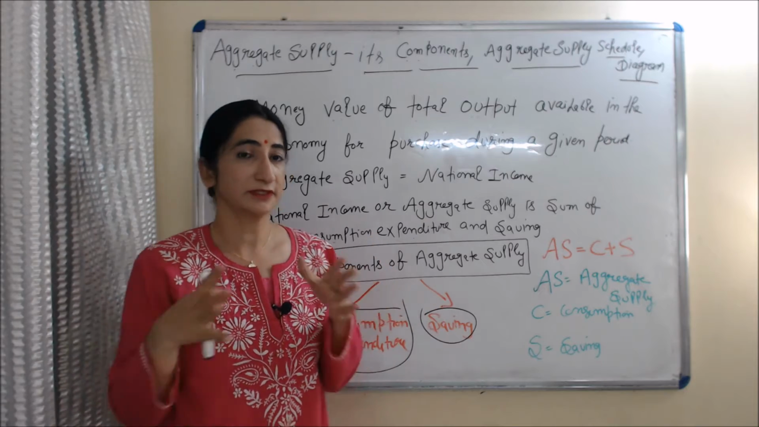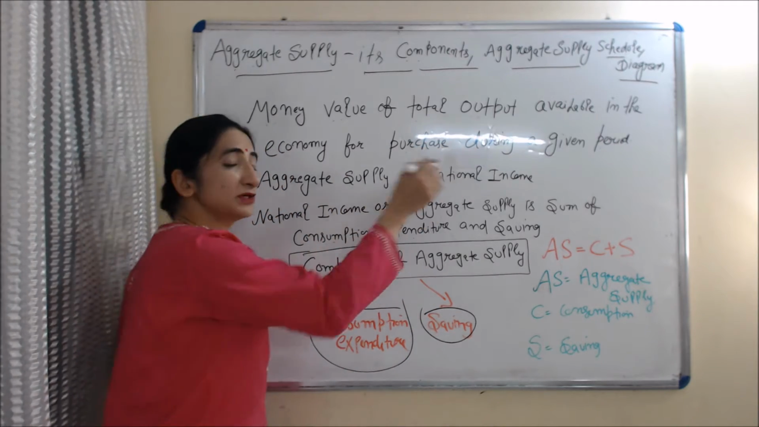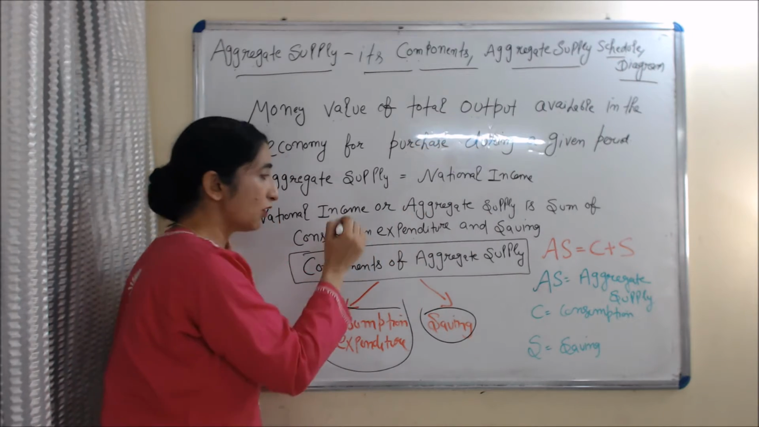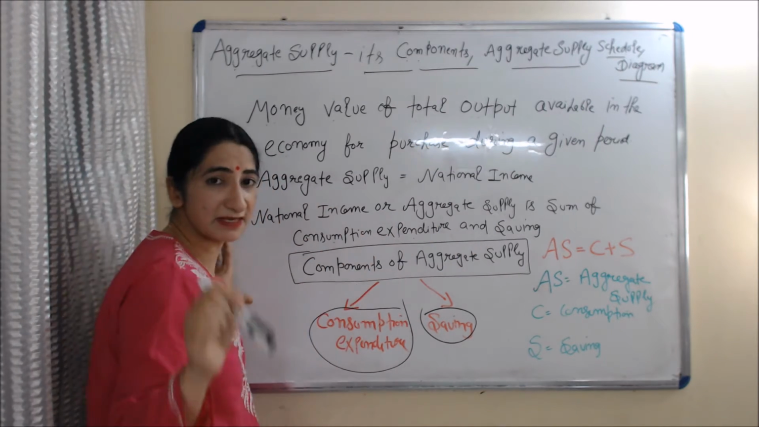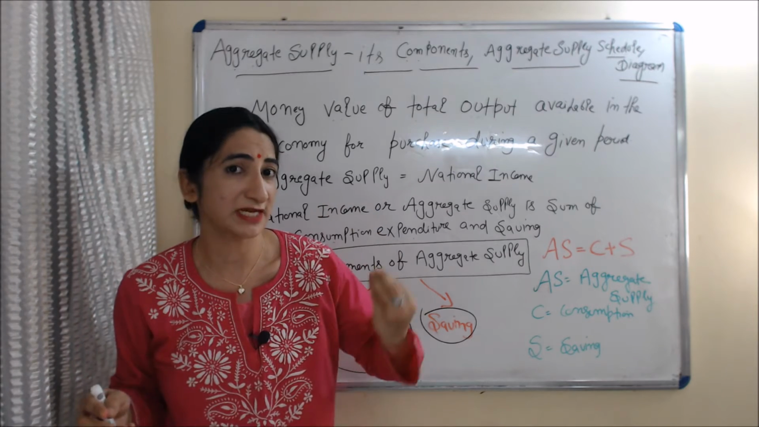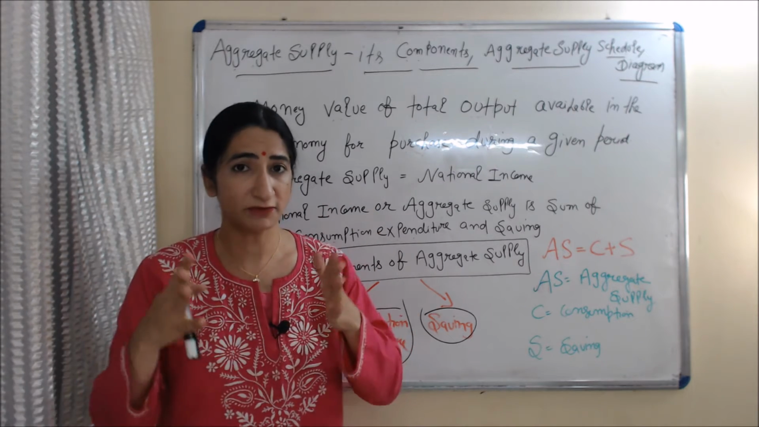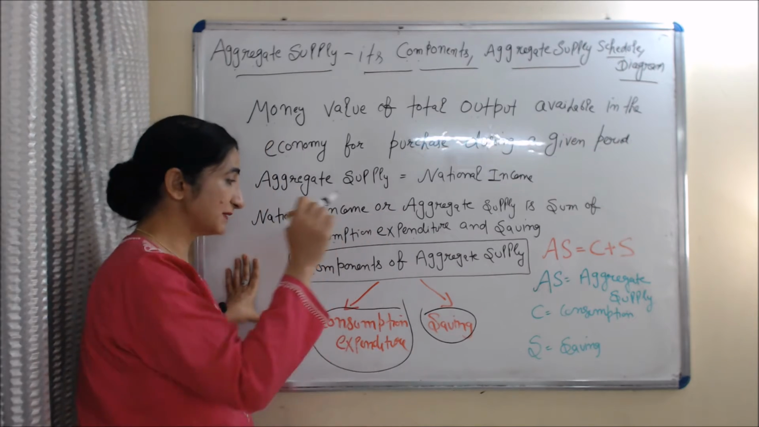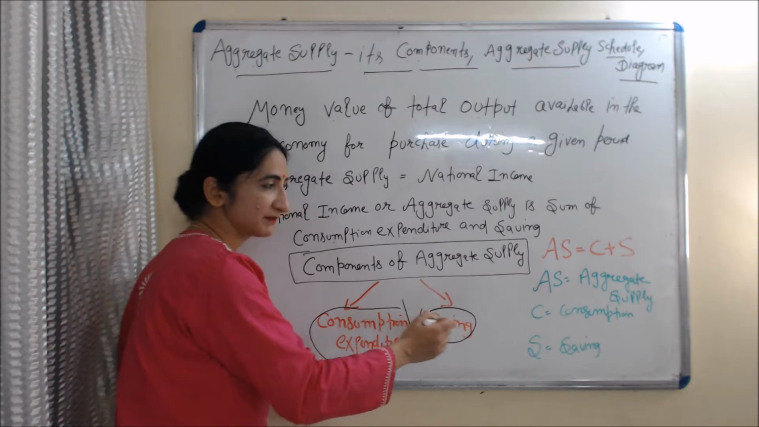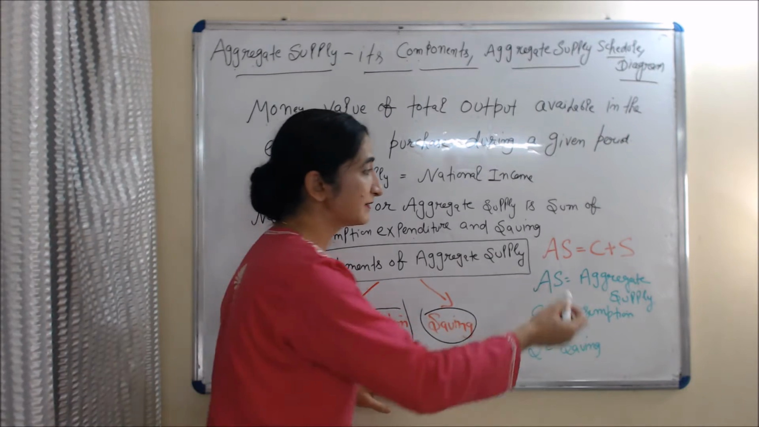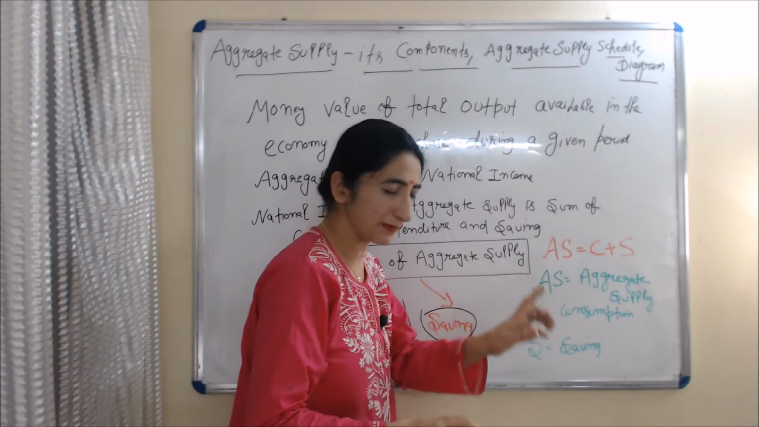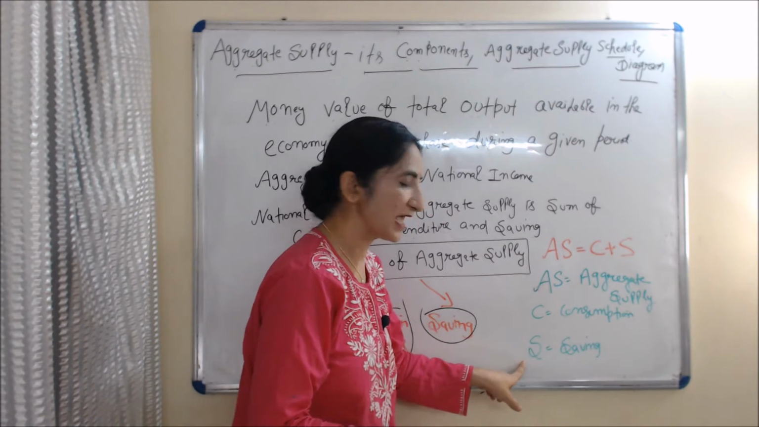And most important thing, aggregate supply is equal to national income, and national income or aggregate supply is the sum of consumption expenditure and saving. In short, aggregate supply basically has two components, consumption expenditure and saving, and we can represent it as AS equal to C plus S. Here AS is aggregate supply, C is consumption and S is saving.